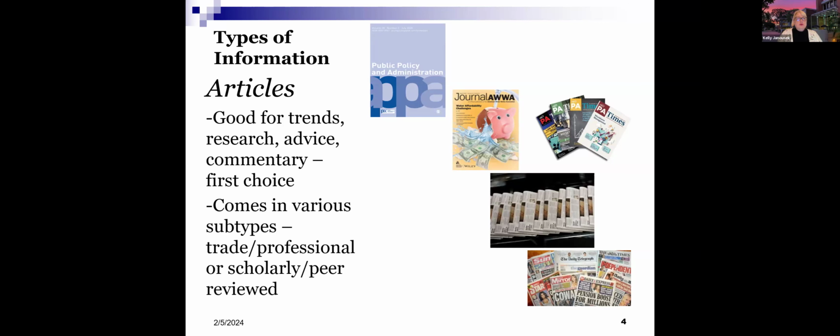We've got news sources, newspapers. That's a way to get very, very quick information that just happened. The two that you will find most helpful and that you can actually limit to are what I call trade or professional, and scholarly or peer-reviewed. Now, they're different things. They do different things. Trade or professional will help you a lot out in your profession.